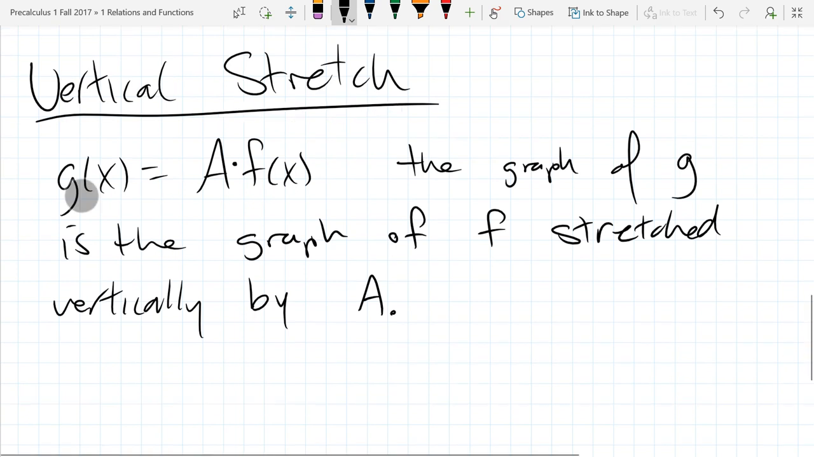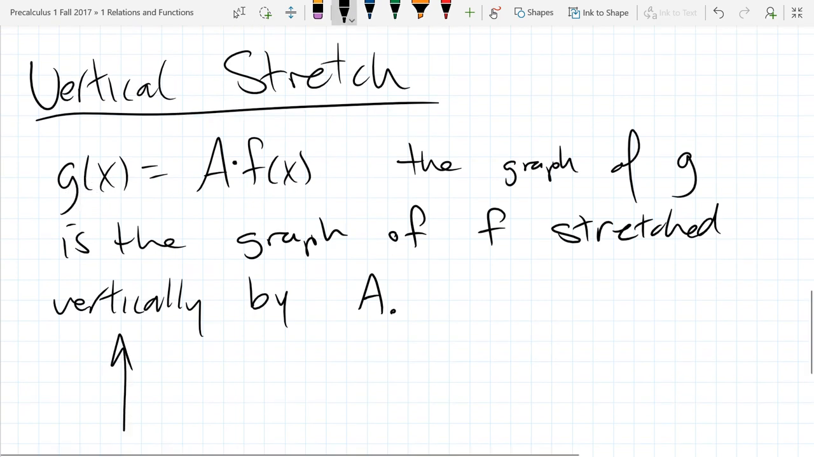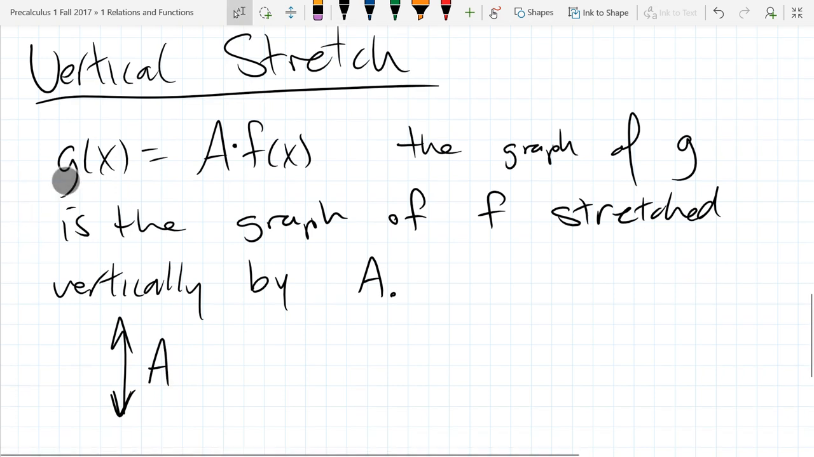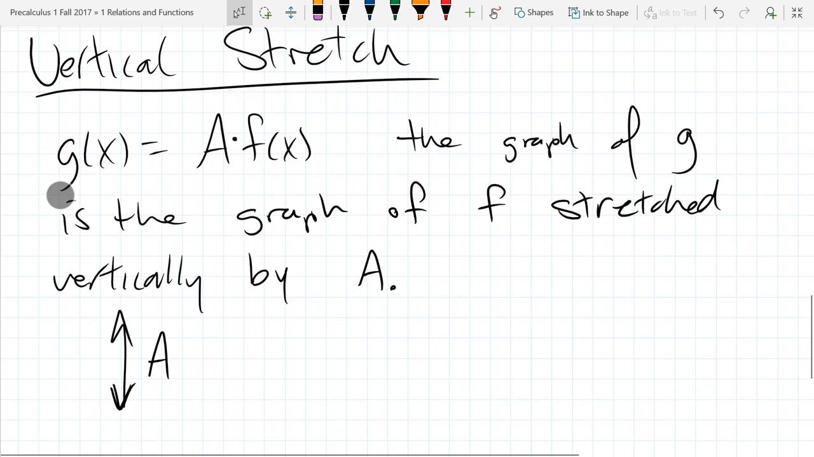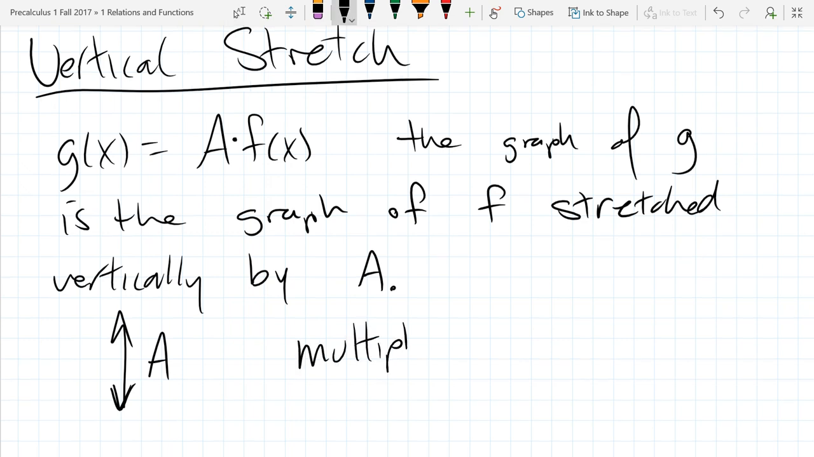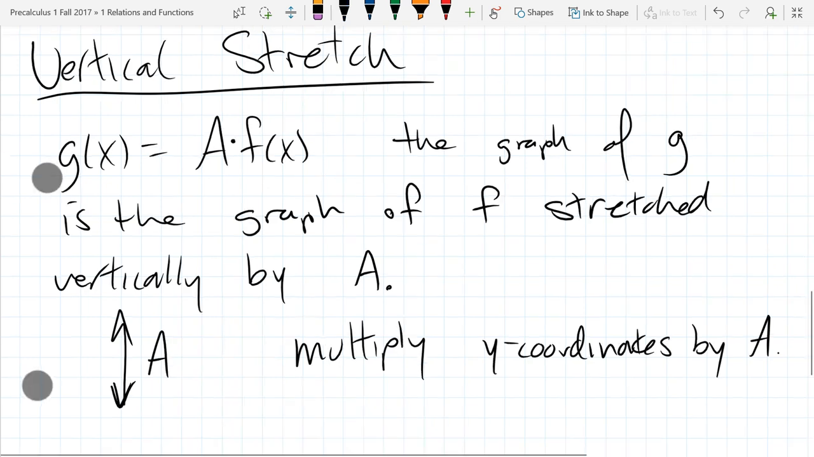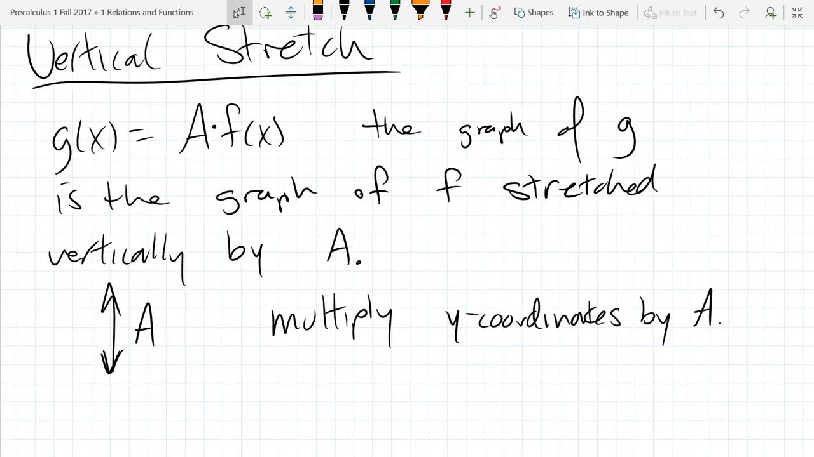And the way we'll denote this, it'll look a lot like a vertical shift, except the arrow will have two heads on it. So it'll point both ways, and that just means we're going to be stretching by whatever number a is. If you are an algebra numbers person, not a visual person, all you have to do is take all your y-coordinates. Instead of adding to them, you just multiply them by the number a. So you're just going to multiply all your y-coordinates by a. And we'll do an example with this.